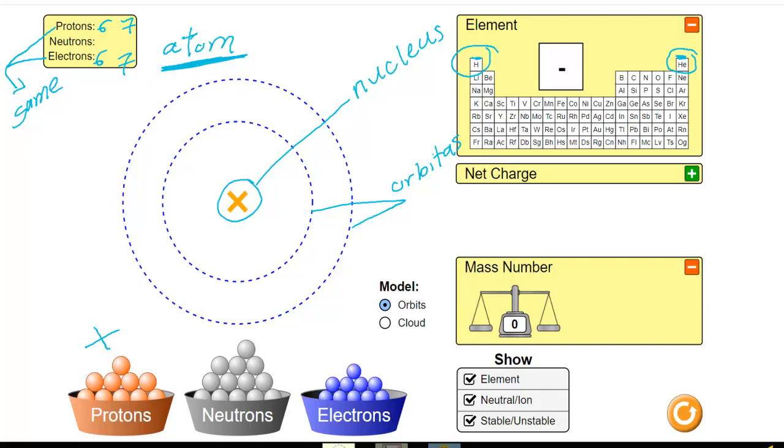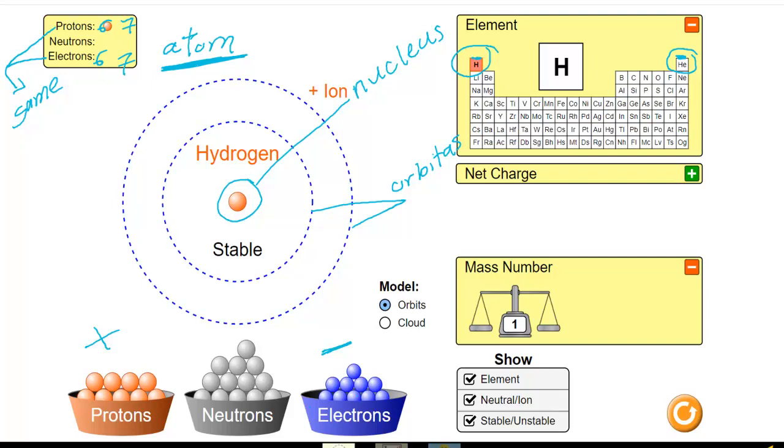Protons are positive, electrons are negative, which means protons have positive charge, electrons have negative charge. In one atom, the number of protons and electrons is the same. Let's see. If we put one proton, then now we know it's hydrogen. Hydrogen has 1 proton.